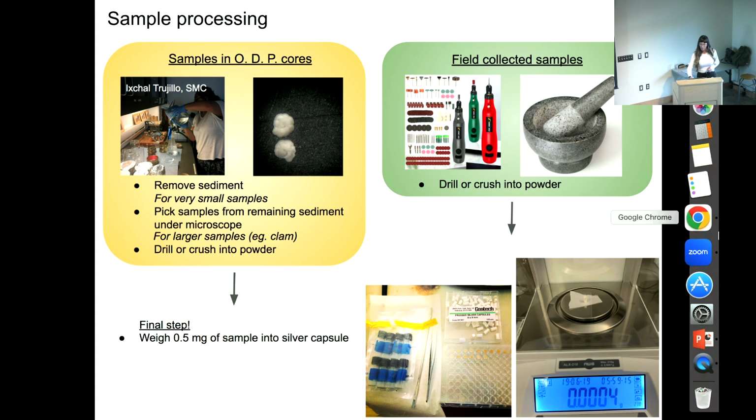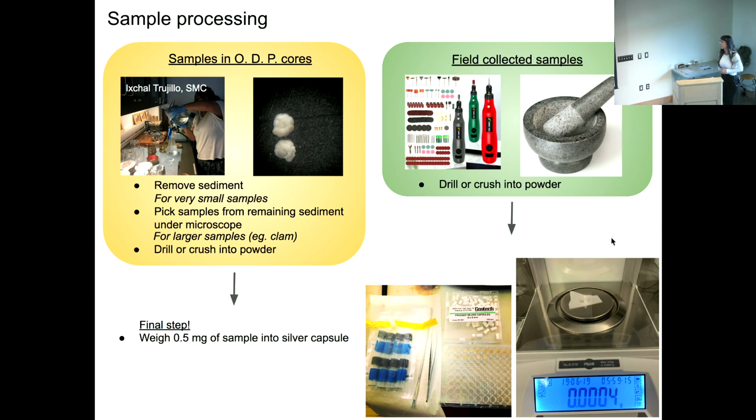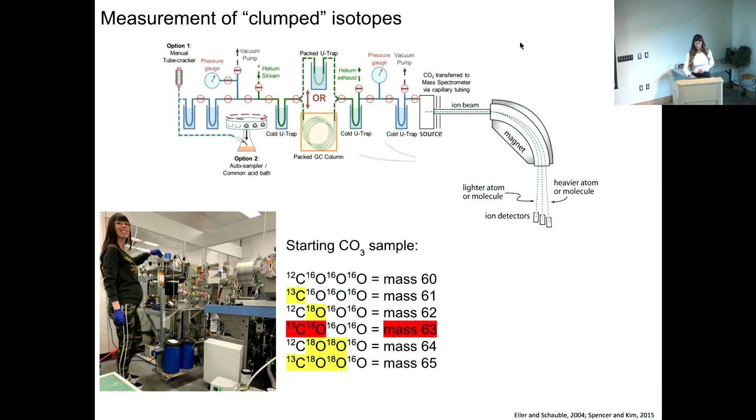And then the last step, no matter what sort of sample you have, is to weigh 0.5 milligram of your carbonate mineral into a silver capsule. So that's what that picture is there. And you use something like this balance that you see here to get a very precise amount of 0.5 milligram. And once you've done that, you're ready for your sample analysis using a mass spectrometer.